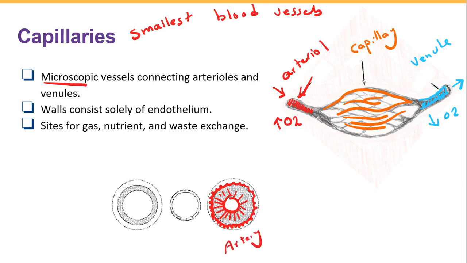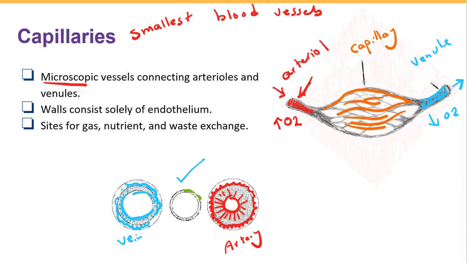And then we have the vein on this side, which has a big lumen, and then the tunica intima, a thin tunica media or smooth muscle layer, and a thicker tunica externa. That is a cross section of our vein. But then here you can see the capillary, which has a very thin wall.